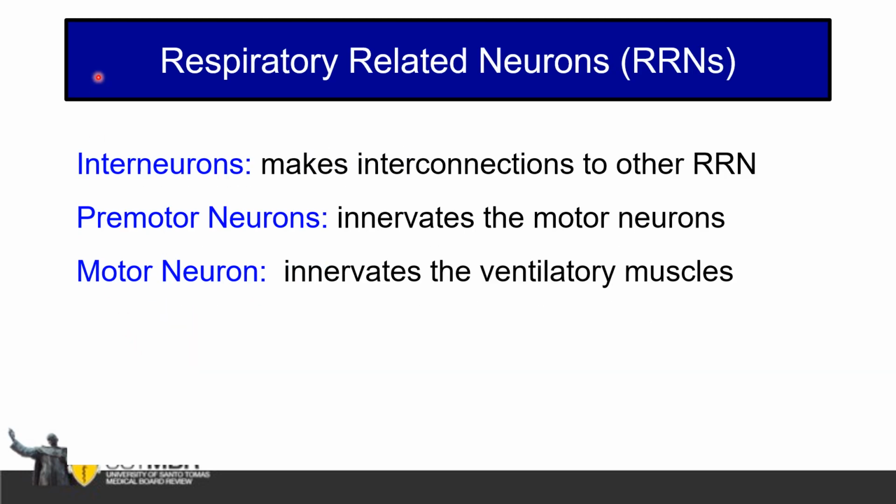Now, let us discuss the respiratory-related neurons, and there are three types. The interneurons, which make interconnection to the other respiratory-related neurons, the premotor neuron, which innervates the motor neuron, and the motor neuron, which innervates the ventilatory muscles.